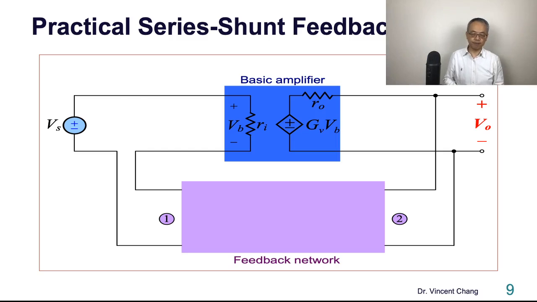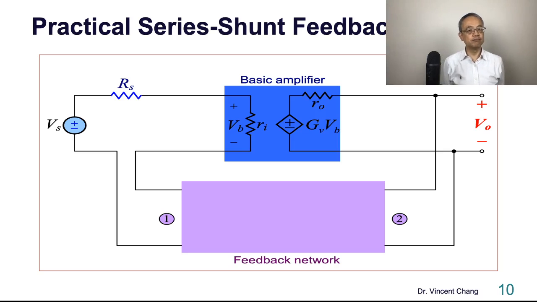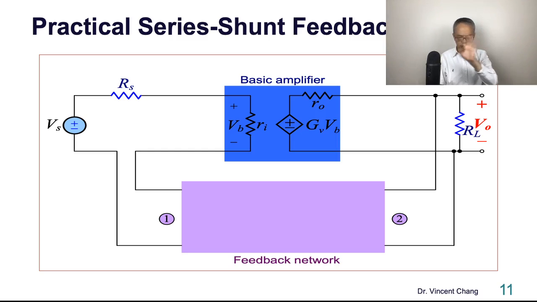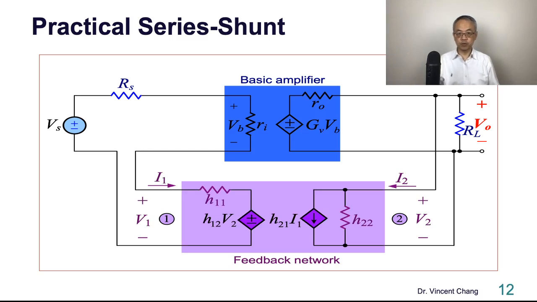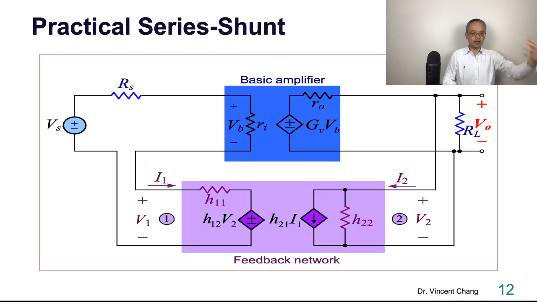Okay, and now let's include the internal resistance of the external signal. There's the source resistance. Also, let's include the external load. And also the beta is no longer an ideal voltage-controlled voltage source. So how to model a real feedback network? Let's take the so-called H parameter model.